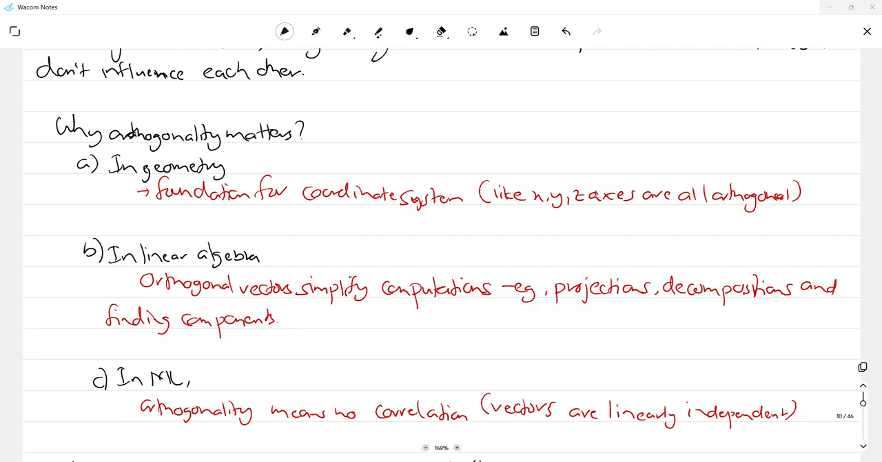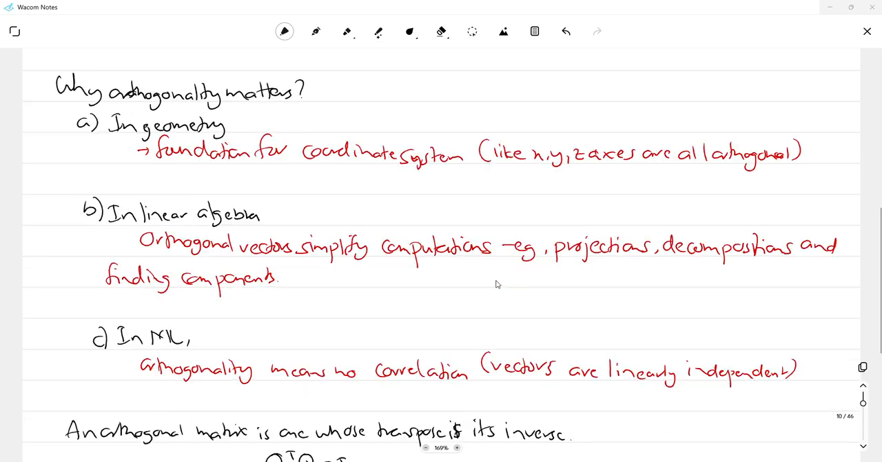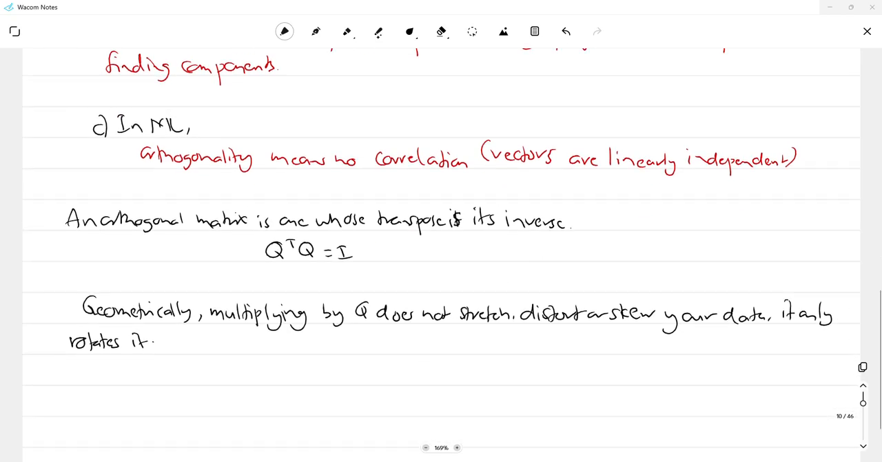In principal component analysis, or PCA, PCA basically finds new axes, new directions that are orthogonal to each other. Each axis captures unique variance in the data without overlapping information. In neural networks, orthogonal weight initialization ensures that the signals don't explode or vanish during training. It keeps the information flow stable. And in feature engineering, when features are orthogonal or uncorrelated, models learn faster and perform better because each feature contributes new information.